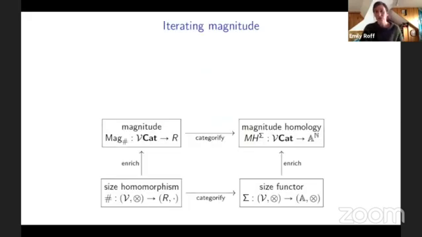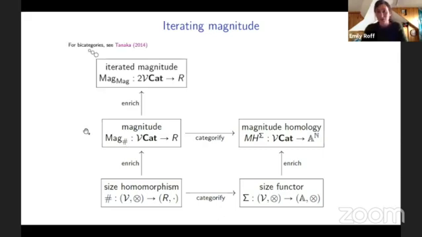So I described magnitude as a machine that takes a notion of size for objects of V and gives you a notion of size for V categories. And the idea now is that by running that machinery a second time, using magnitude as our notion of size for V categories, should give us a good notion of size for categories enriched in VCat. And here I'm writing 2-VCat for the category of V categories.